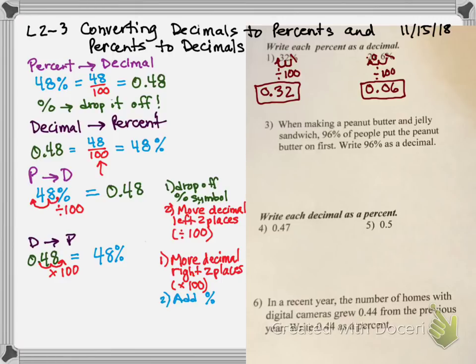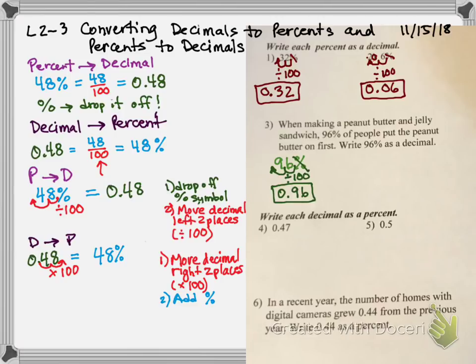When making a peanut butter and jelly sandwich, 96% of people put the peanut butter on first. Write 96% as a decimal. So again, what we're going to do, drop off the percent symbol and divide by 100, which makes the decimal point move left twice, and that's where I get 96 hundredths. Okay? That was pretty easy.